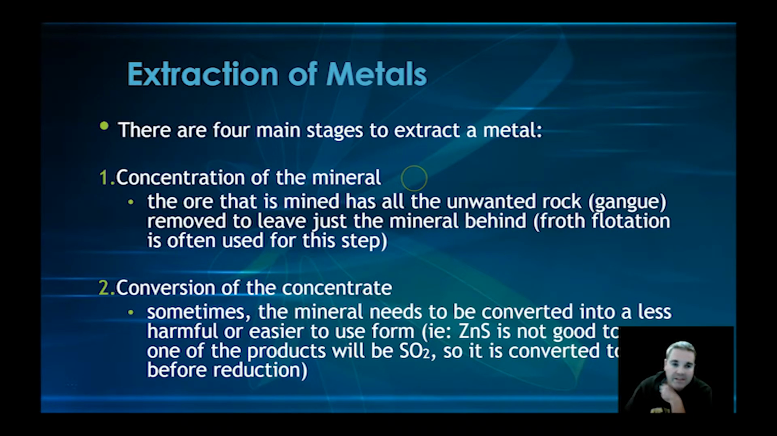So four main stages that we look at here. First one, sometimes you might need to concentrate the mineral. So when we're talking about a mineral, it's how you find it combined in the earth. So the aluminium oxide or the zinc sulfide, for example, you might dig it up from the earth, and you might dig up 20 tons of dirt, and there's only like a quarter of a ton of your mineral in there that you want to be able to use. Now there's no point transporting that 20 tons to your factory.